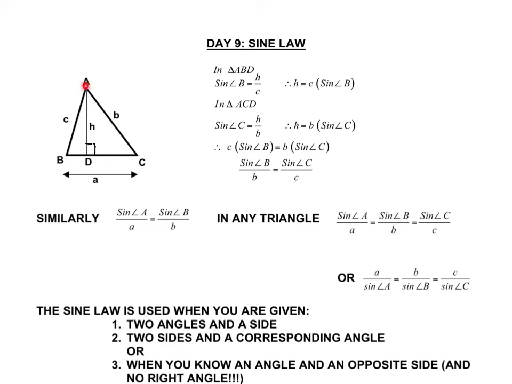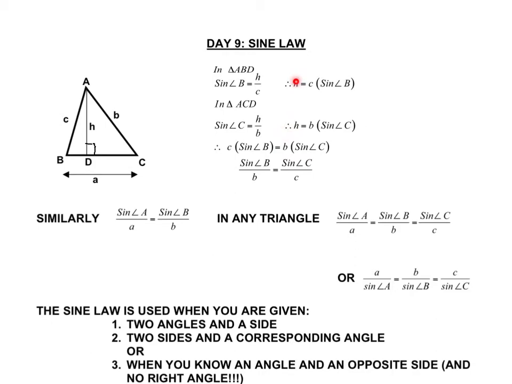In triangle ABD, we have sine of B, which will be opposite over hypotenuse. They've labeled this H for height, not for hypotenuse. So again, sine of angle B is opposite over hypotenuse. And we get this right here, and we just solve for H. And then we look at triangle ACD, we are dealing with sine of angle C, which will be opposite over hypotenuse. And again, rearranging, bring the B up here, we get this expression.